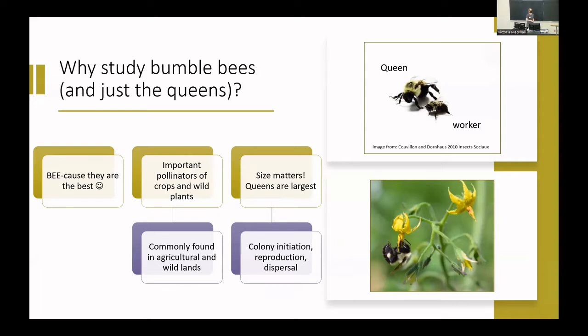And for our method, size matters. We need big bees for our methods, which, spoiler alert, is radio tags. So they need to be big enough to carry the radio tags. And of all of the cast of bumblebees, queens are the largest. So they're the best able to carry the radio tag. They're also really important to know information about their movement because they obviously are the ones that are responsible for reproduction, dispersal of the colony. So their success and their flight patterns really matter for conservation.